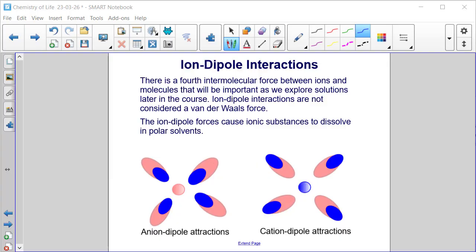Ion-dipole interactions. There is a fourth intermolecular force between ions and molecules that will be important as we explore solutions later in the course. Ion-dipole interactions are not considered a van der Waals force. The ion-dipole forces cause ionic substances to dissolve in polar solvents.